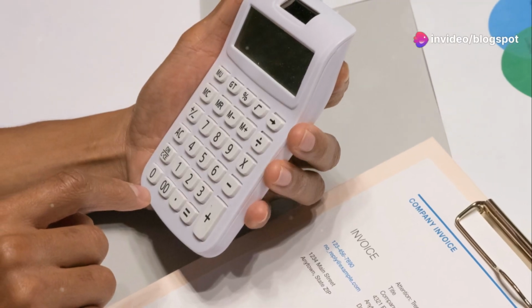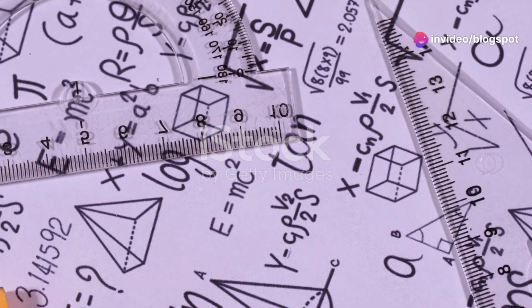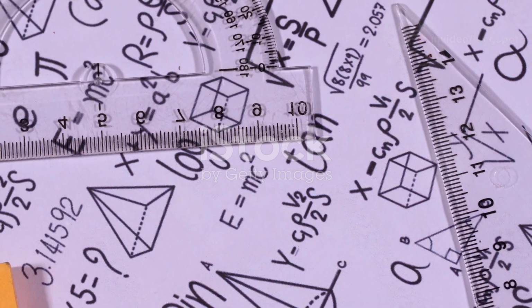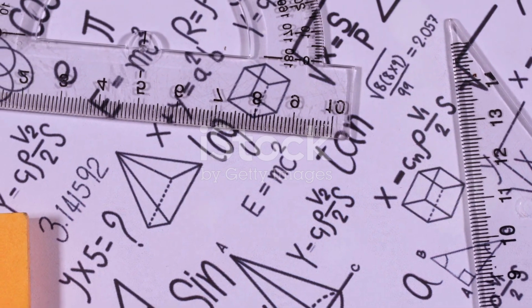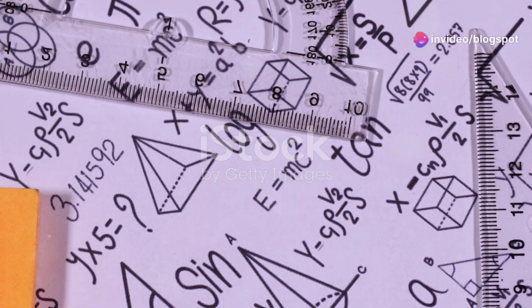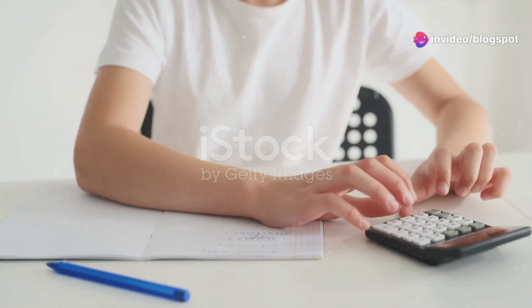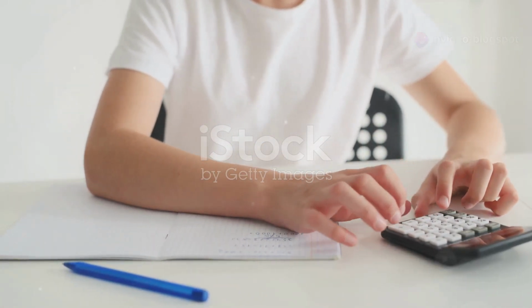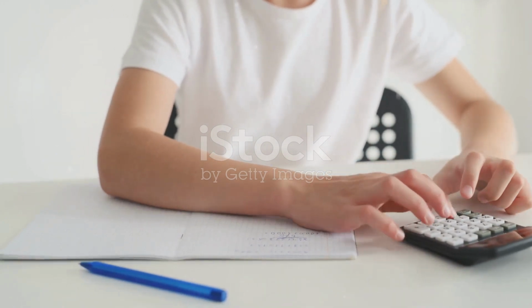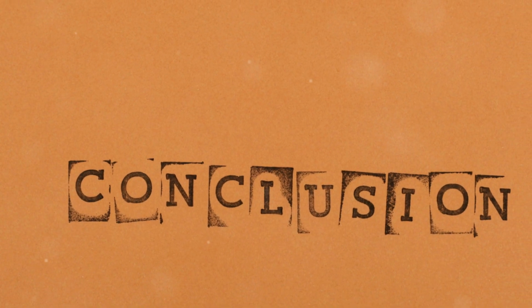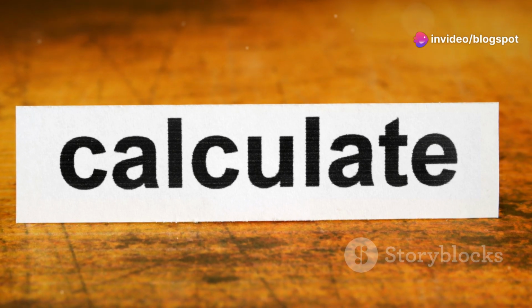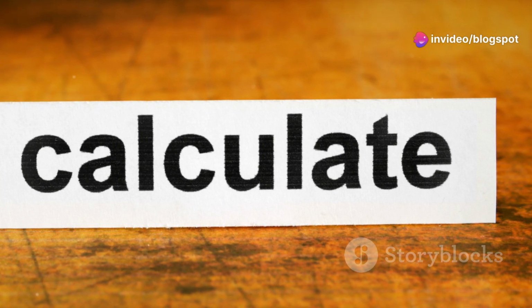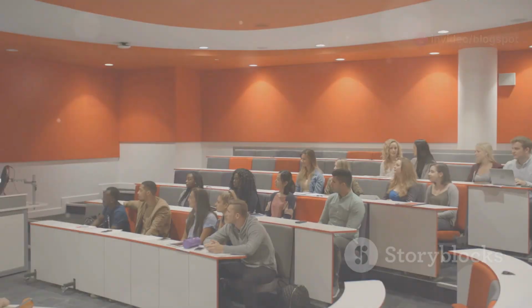Next, plug the values into the equation. Q equals 50 grams times 4.18 joules per gram per degree Celsius times 60 degrees Celsius. Finally, calculate the result. Q equals 12,540 joules. Therefore, 12,540 joules of heat are required to raise the temperature of 50 grams of water from 20 degrees Celsius to 80 degrees Celsius.